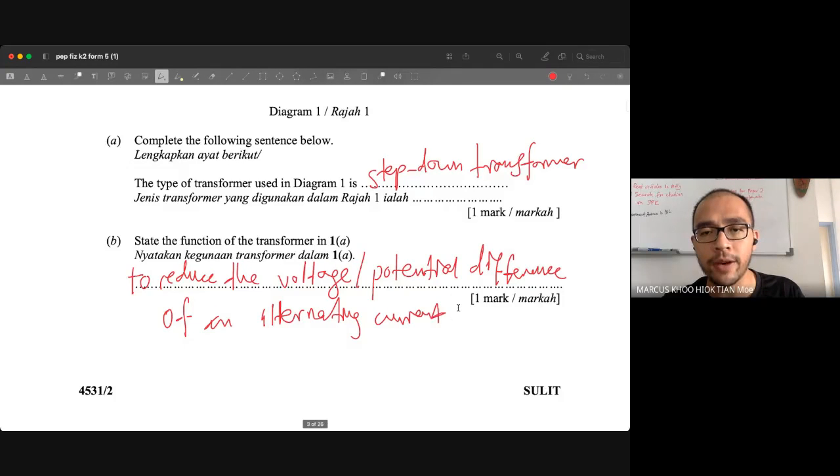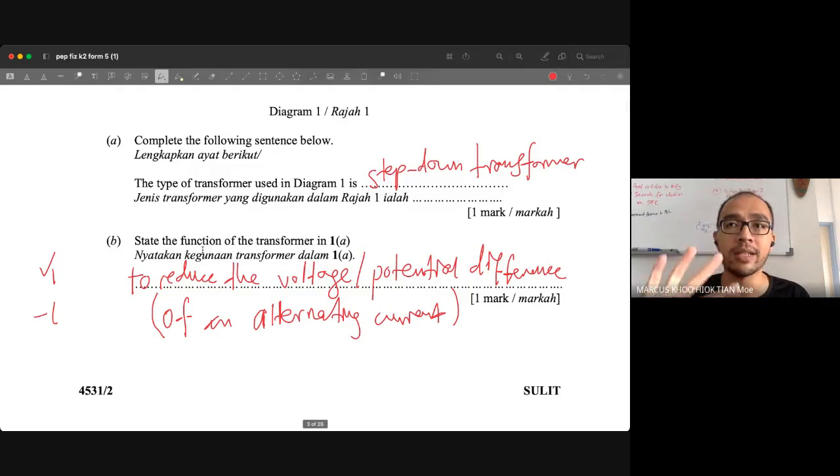But what I find is quite a number of you are living very dangerously. You say to reduce the voltage and increase the current. A lot of people wrote this: reduce the voltage, increase the current. Technically, that is 1 and then minus 1, because the function of the transformer is not to increase the current. Increasing the current is not its main function. The main function is to reduce the voltage or the potential difference.